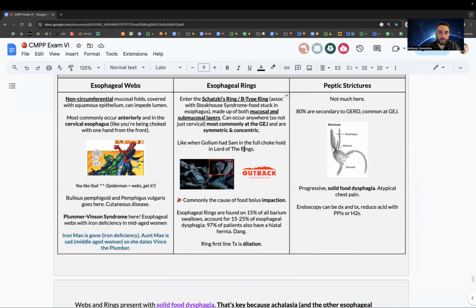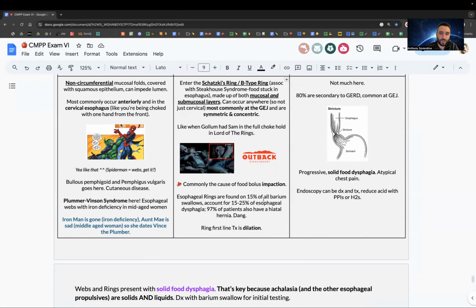I remember this of when Gollum had Sam in a full chokehold in Lord of the Rings. So rings, esophageal rings, Gollum, just both hands around poor Sam's neck there, and then Outback Steakhouse. Okay, this is commonly going to be a cause of food bolus impaction.